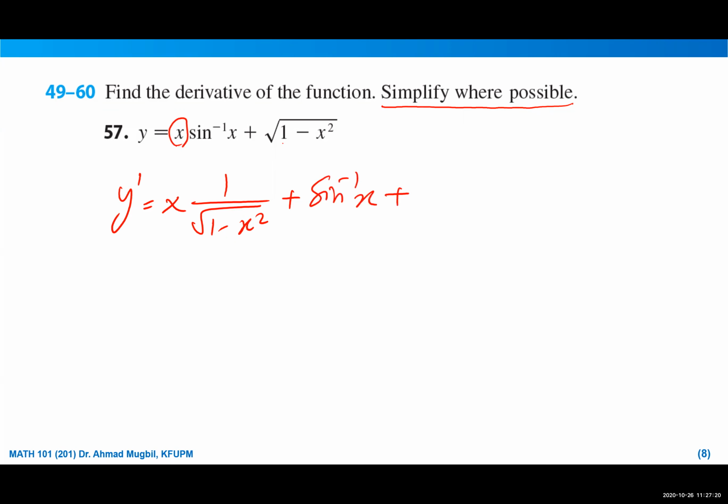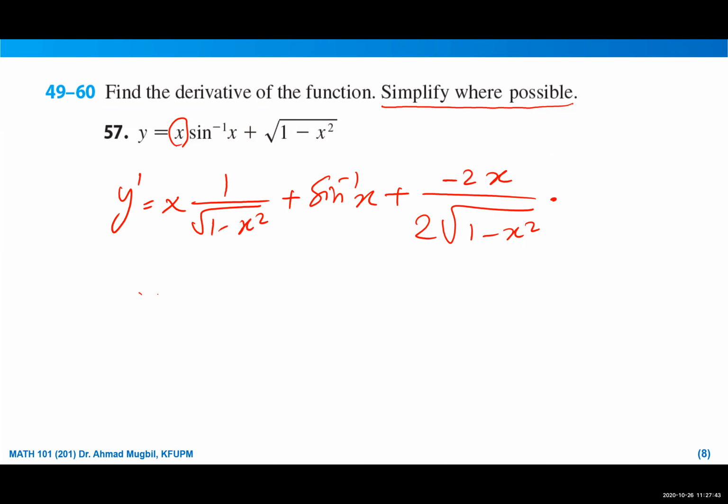Plus, what is the derivative of 1 minus x squared? It will be 1 over 2 square root. This is how to differentiate the square root, multiplied by the derivative of the inside function. What is the derivative of this? The derivative of this is negative 2x. Usually we prefer to write it here, so let's write it here, negative 2x, and this is the derivative of the inside function.